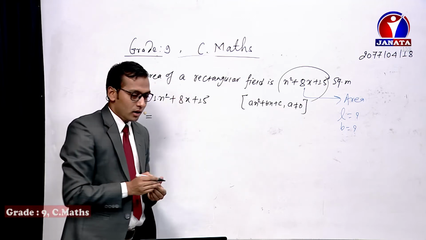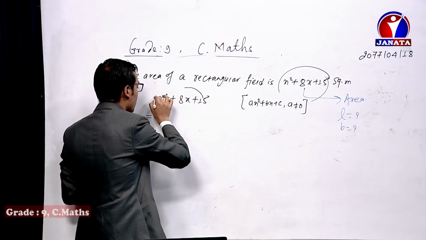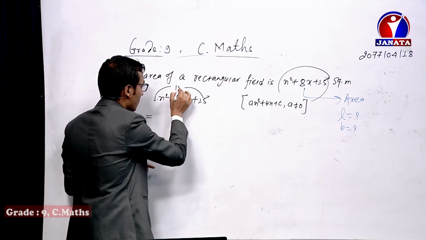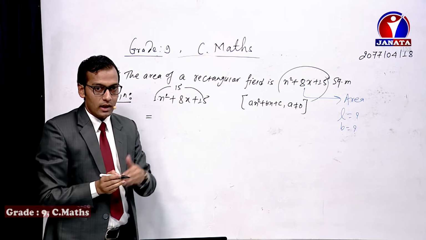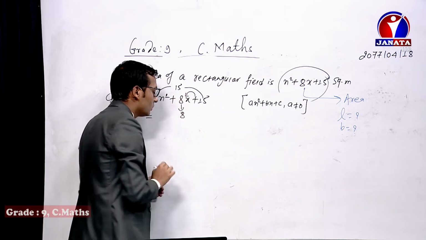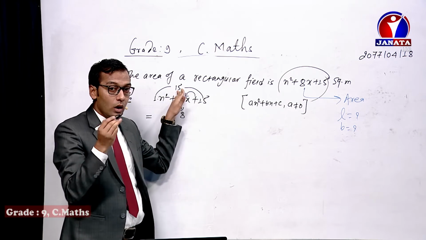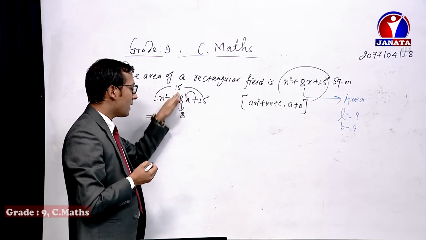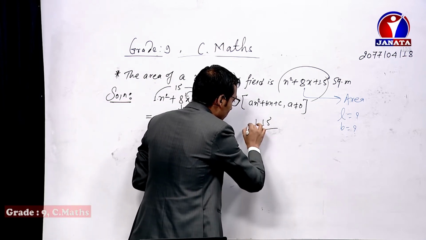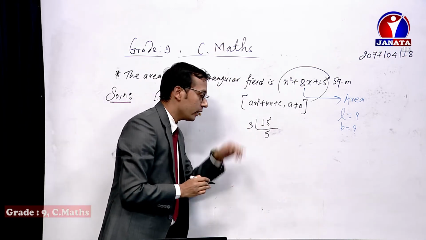In such a case, we need to find two numbers whose product is the product of the constant term and the coefficient of x square. What is the product of 15 and 1? It is 15. The product of the two numbers is 15, and the sum should be the coefficient of x, which is 8. For this, let's factorize 15 and find two numbers whose product is 15 and sum is 8. 3 times 5 is 15. So obviously the two numbers are 5 and 3.